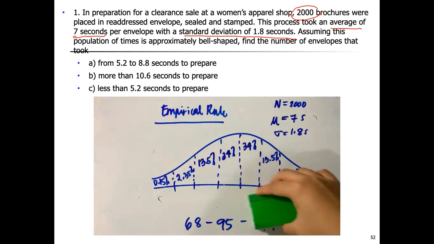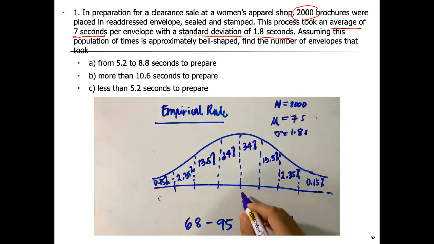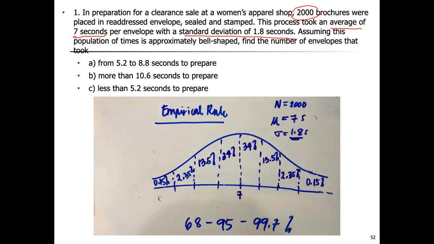Now, we will come up with the intervals that we have here based on the values that we have for the population, the mean, and the standard deviation. So the mean, as we've indicated, is found at the center of the distribution, and that is equal to 7 seconds. Our standard deviation is 1.8. That means, for one standard deviation above the mean, we simply add an interval of 1.8. So 7 plus 1.8 will give me 8.8.